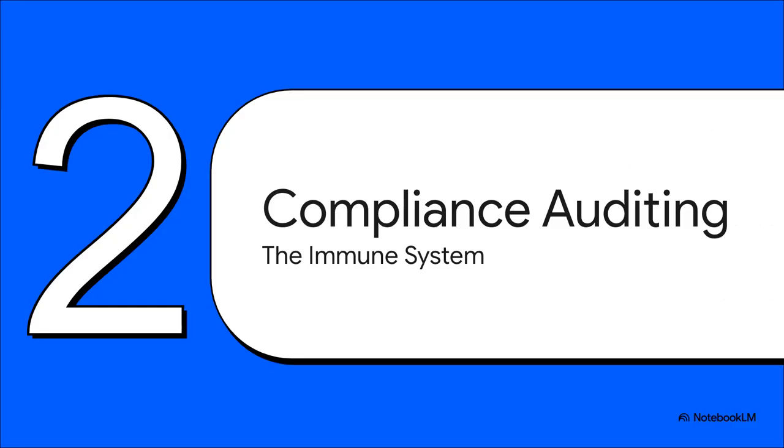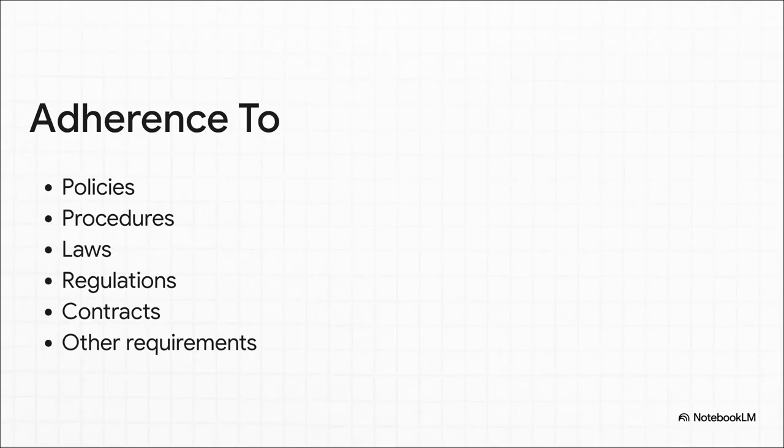Moving right along to Pillar 2, compliance auditing. This is the corporate immune system. Think of compliance as the system defending the organization against illegalities. Internal auditors are constantly checking adherence to things like internal policies, procedures, external laws, regulations, and contracts. A strong immune system here isn't just about dodging hefty fines. It proactively safeguards the company's reputation, determines officer liability, and can even be the key to validating insurance claims.